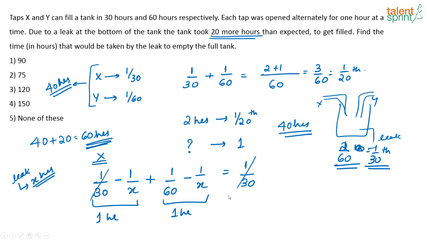So 1/30 will get cancelled. You will have 1/60 equal to 2/X, or you will get 1/X equal to 1/120, which means that X is equal to 120.